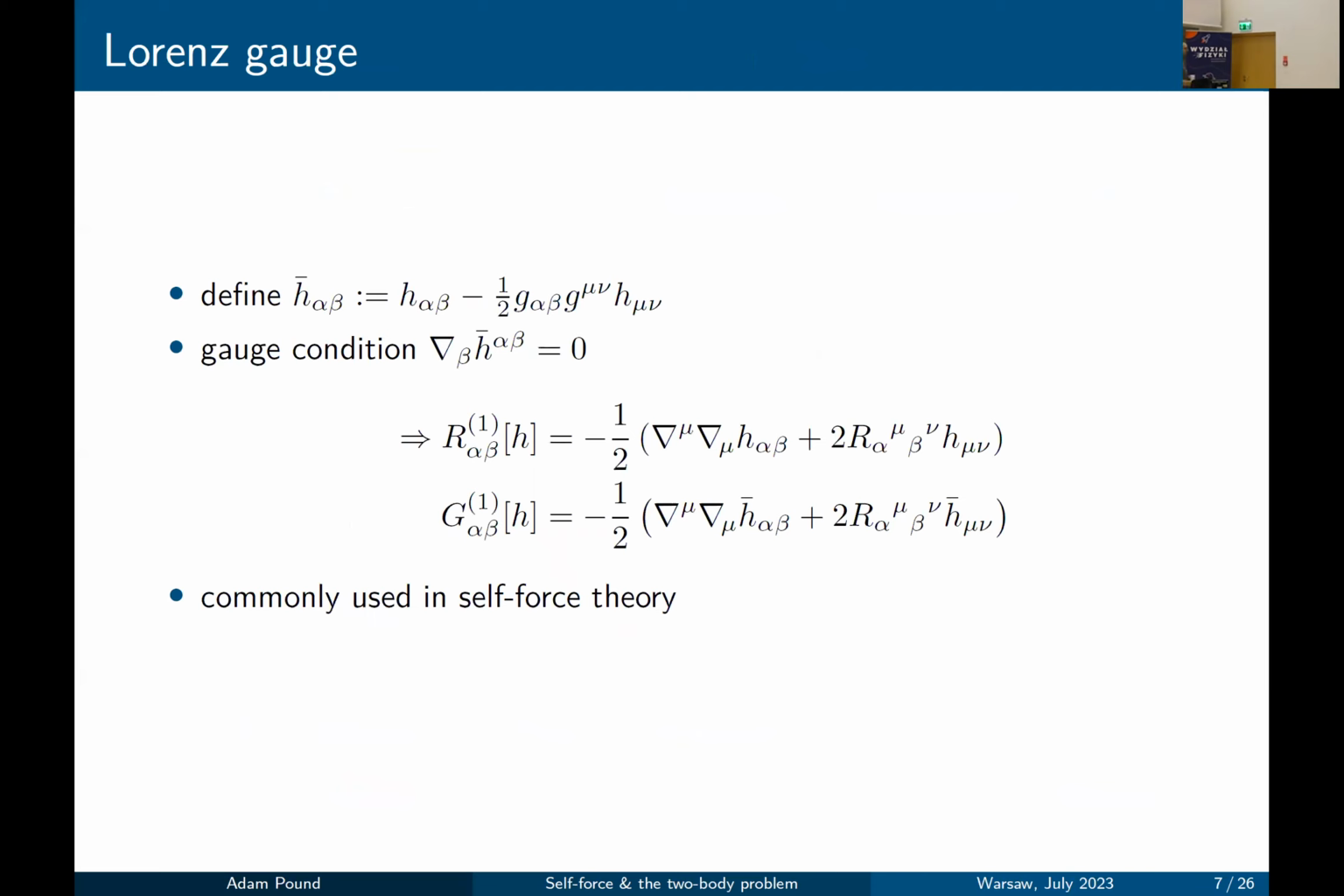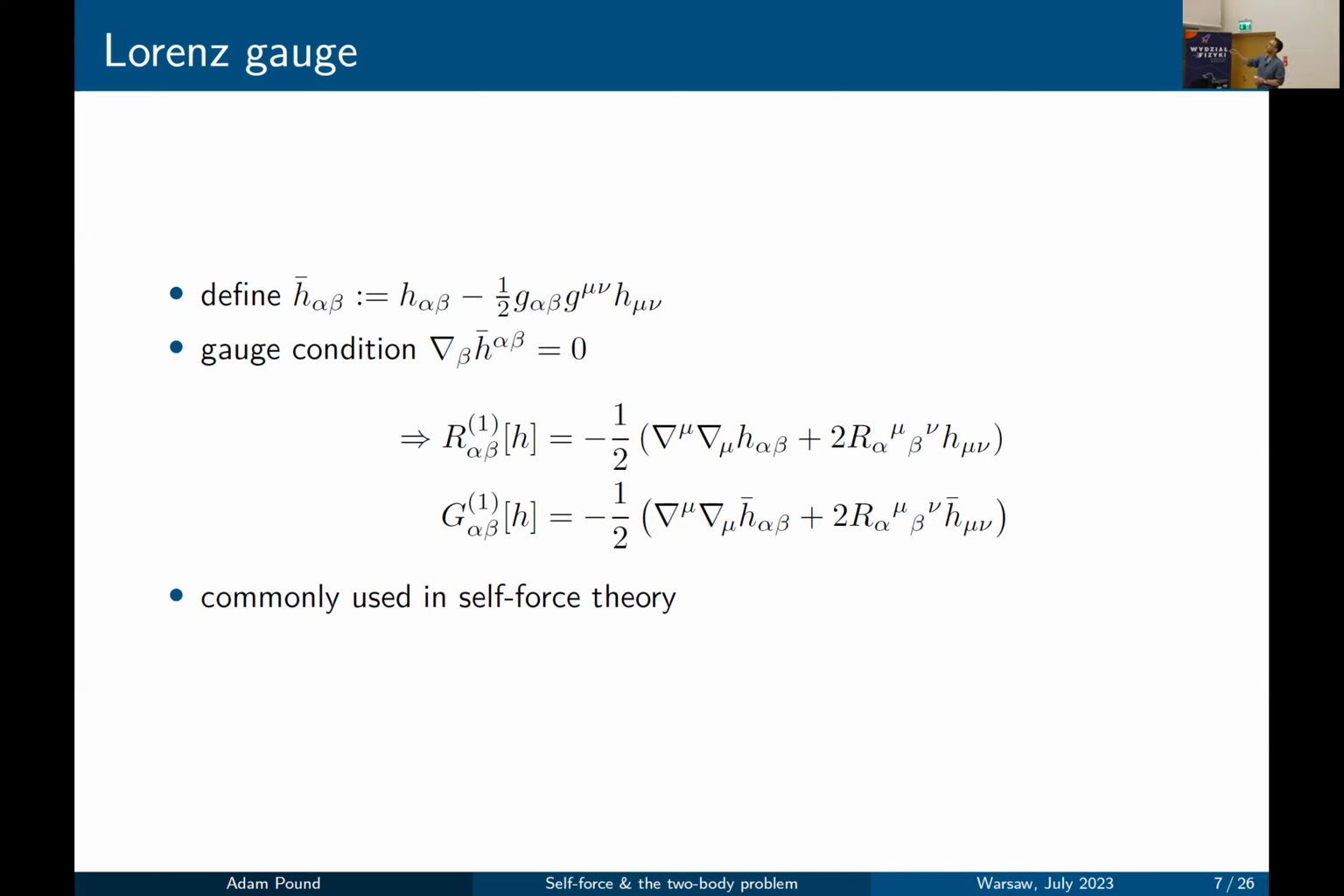Okay, now a gauge that I'm going to refer to a lot is called the Lorentz gauge, named after the similar gauge in electromagnetism. So I mentioned this field H bar, this is the trace reversal of H. The Lorentz gauge condition is that the divergence of H bar is 0. Just like the Lorentz gauge condition in electromagnetism is that the divergence of the electric potential is 0.